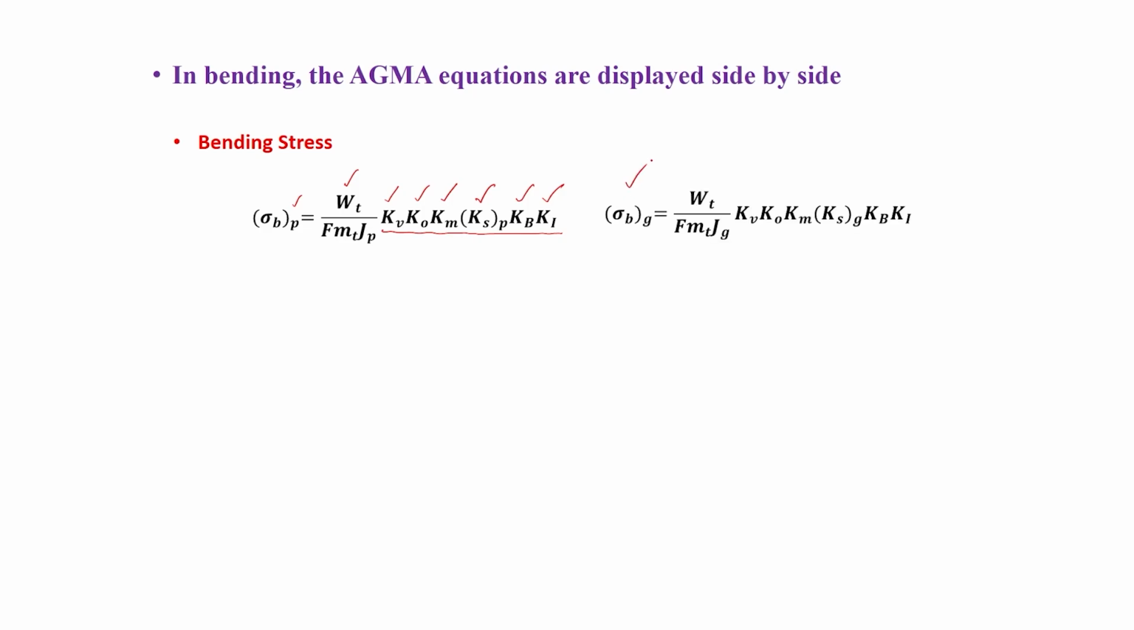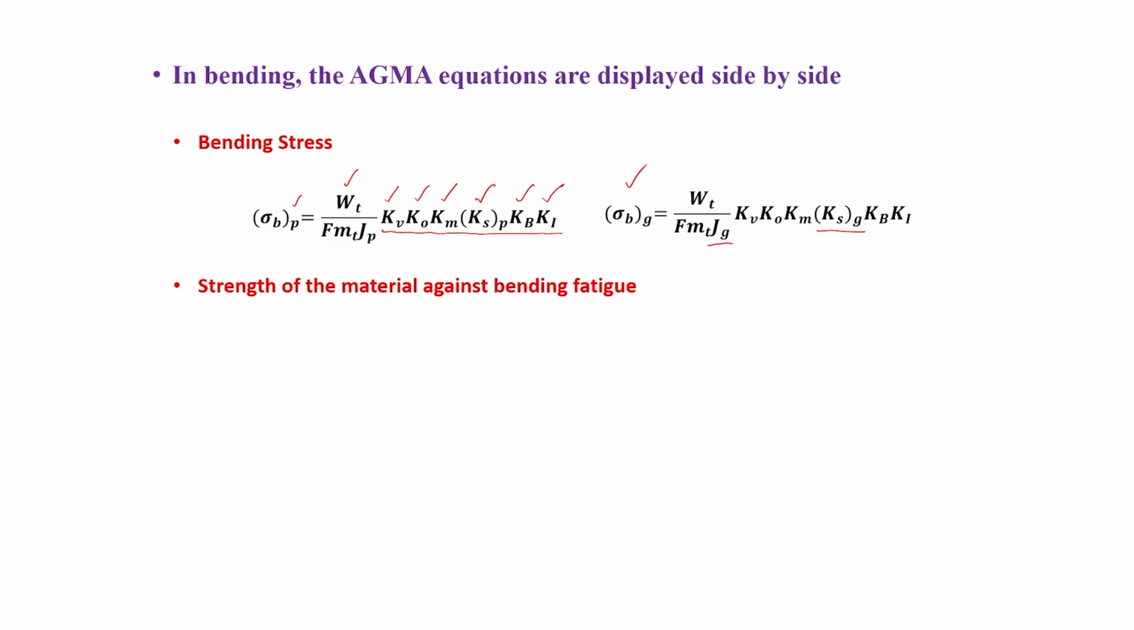For the case of gear, the same is given. The only difference will be in the geometry factor for the bending, it will be Jg, and the size factor for the gear, it is Ksg. For the case of pinion, it is Ksp and Jp. Rest all are same for both the cases.